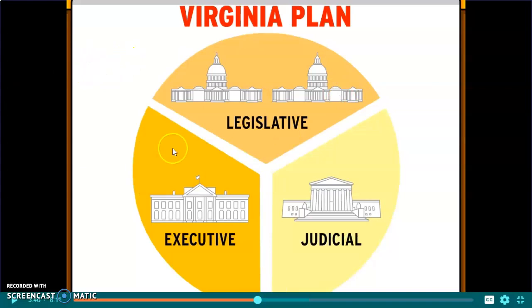So remember, during the AOC, we only have one branch of government, which is basically the legislative branch, and it's only one house, and everybody gets one vote, and everybody has to agree to change it. So it wasn't a good thing. So this Virginia Plan is 3 different branches, so we all share power. So that's what he proposed.